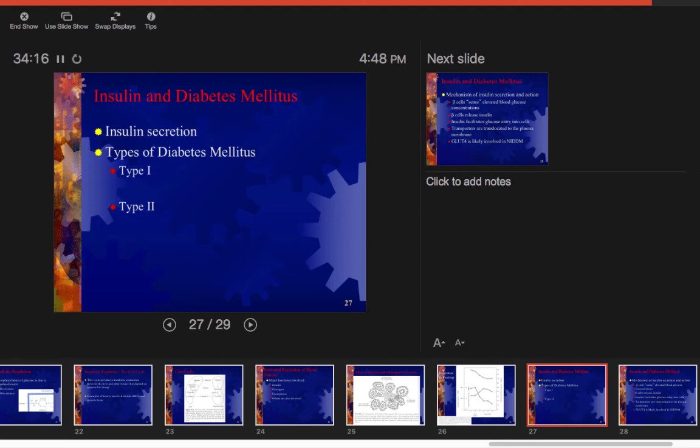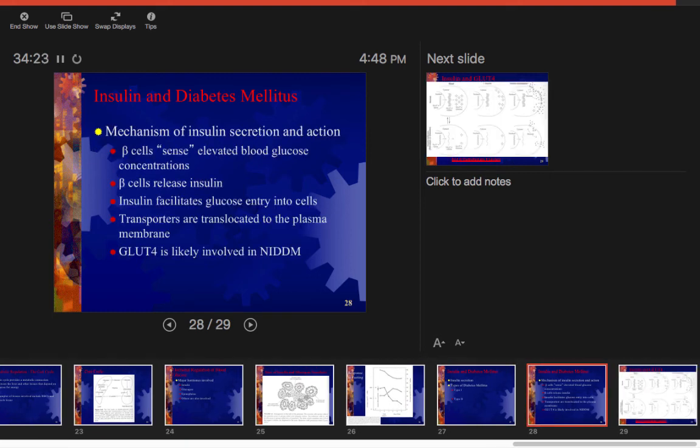You've probably talked about that before in other classes, right? There's a few things that are involved in that, but that's generally what happens. And this is kind of what this summarizes. The beta cells actually sense elevated blood glucose. They release insulin. That allows glucose to go into cells. And it's kind of a nice system when it's working, right? Because one tissue is basically sensing it and then releasing molecules to allow that blood glucose to go into other tissues. And GLUT4 is most likely involved most of the time in type 2 diabetes.